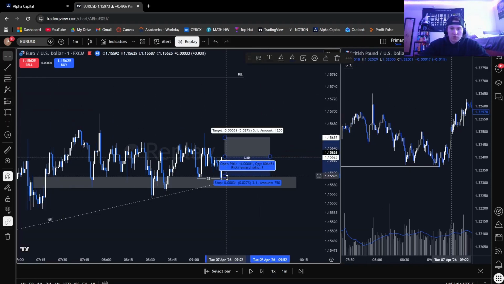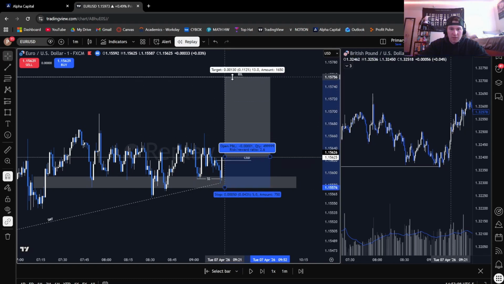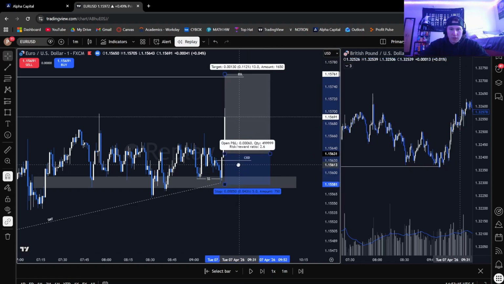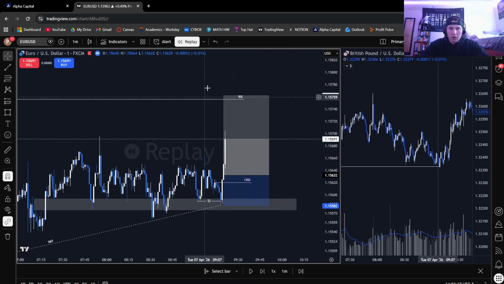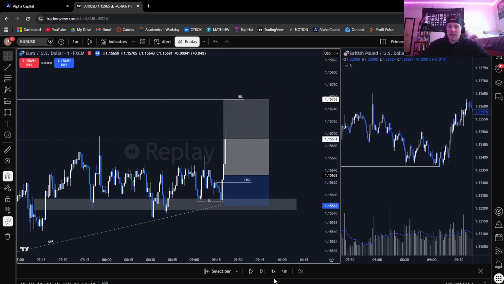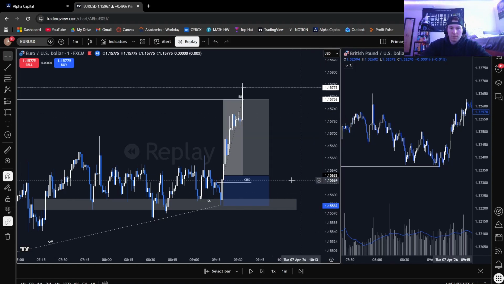On this close, keep my stop the same. It's always 5 pips, and I target this high. And you can see that price just keeps going. I think my fill was about right here. I got about 2.48R. I think this was my exact fill. And you can see that price just basically runs all the way to buy side liquidity.